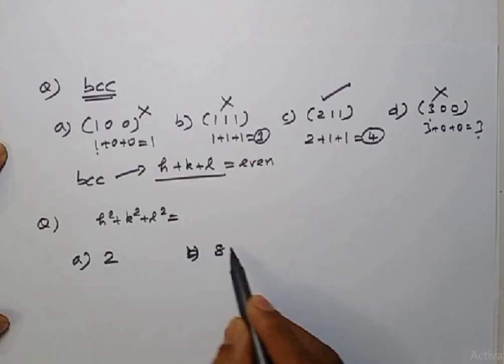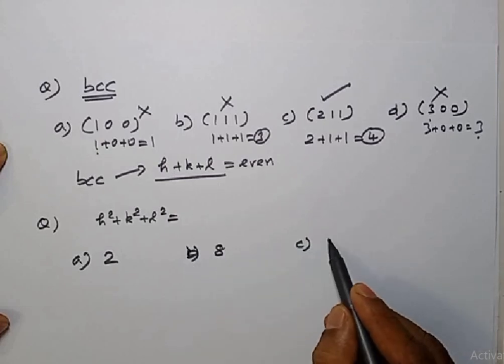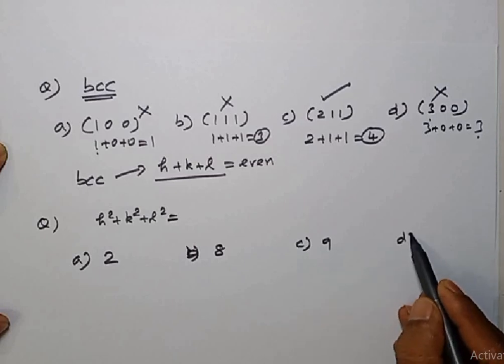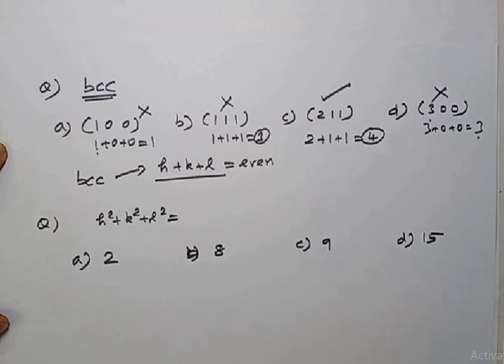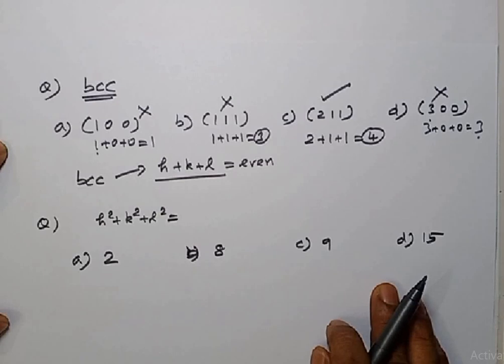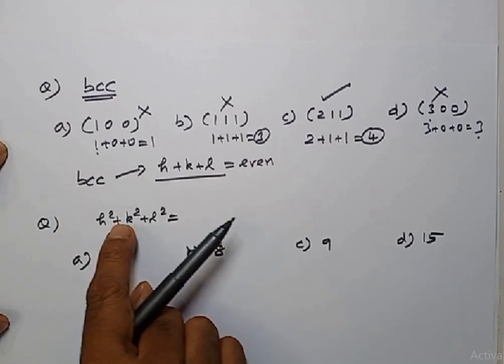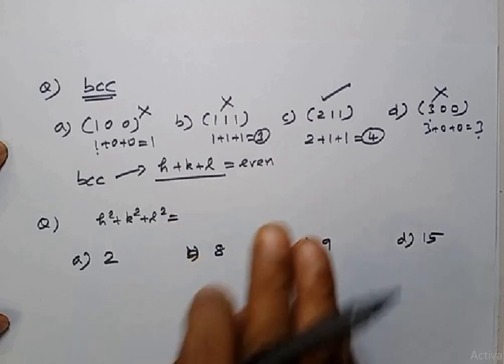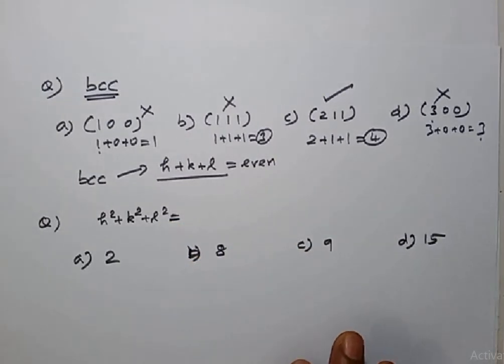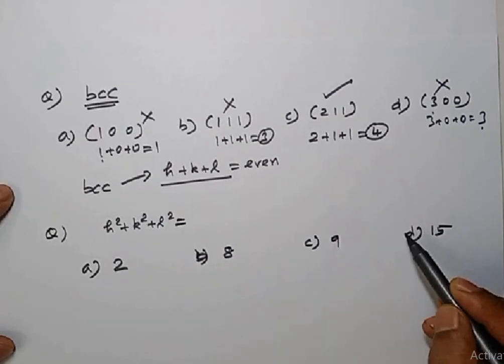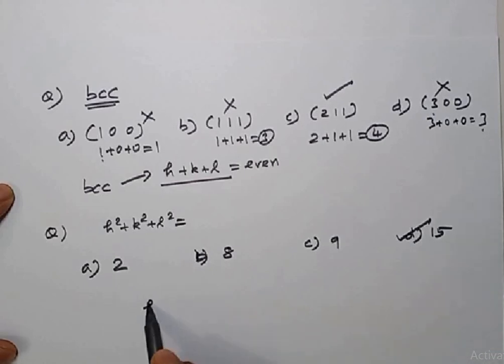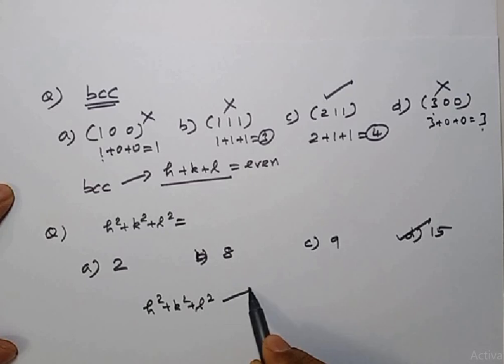Option B 8, option B 9, option D 15. Which among the following numbers is not equal to h square plus k square plus l square for a cubic crystal? Yes, so try to remember this. You know very well h square plus k square plus l square cannot be equal to 7 and cannot be equal to 15.